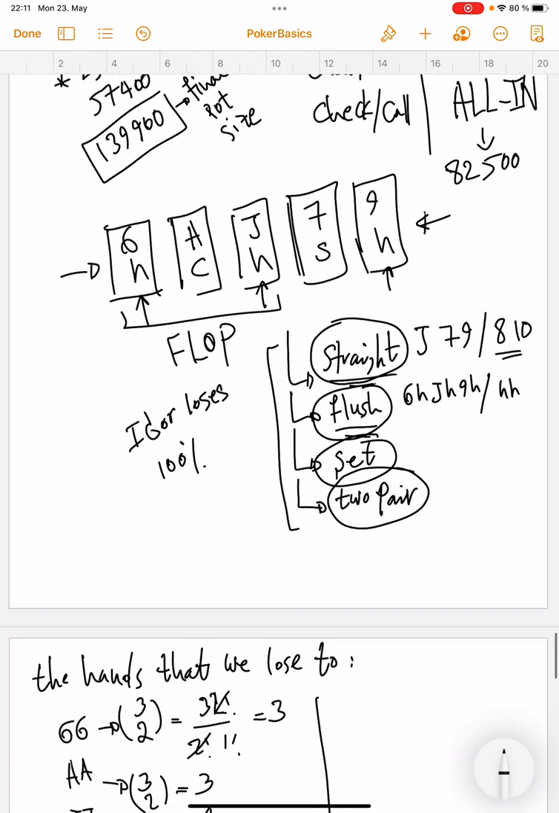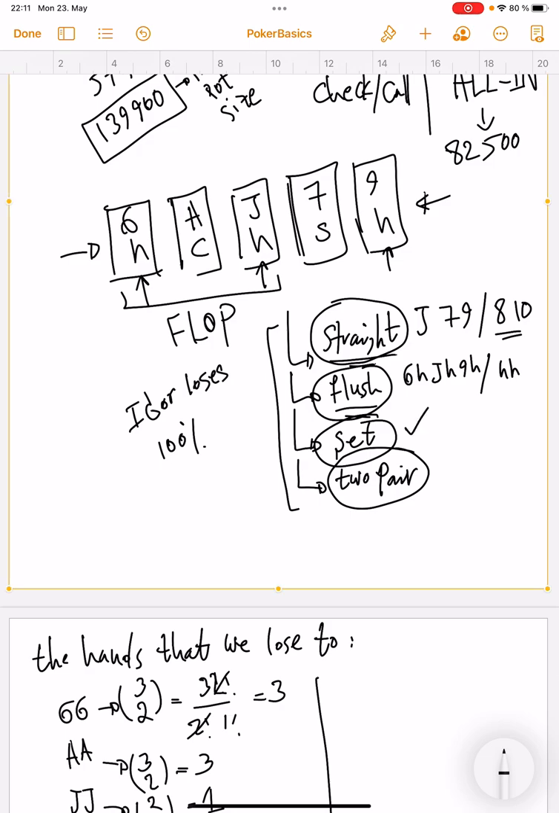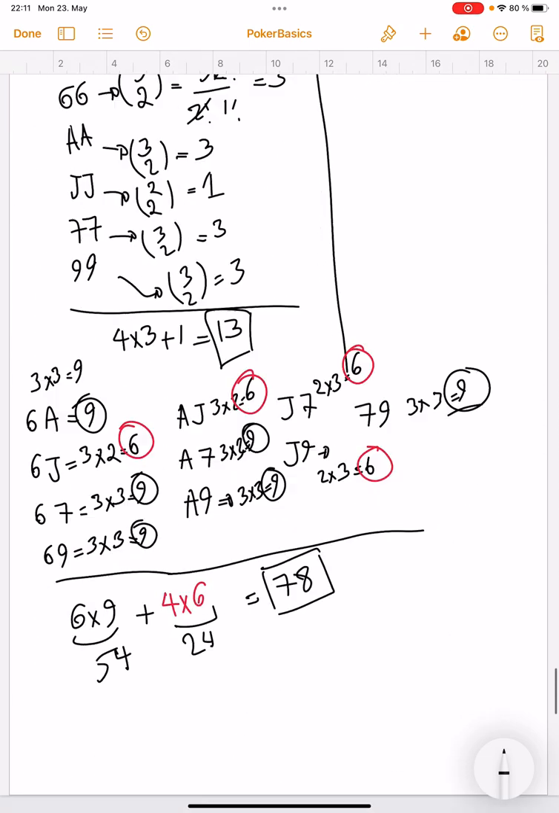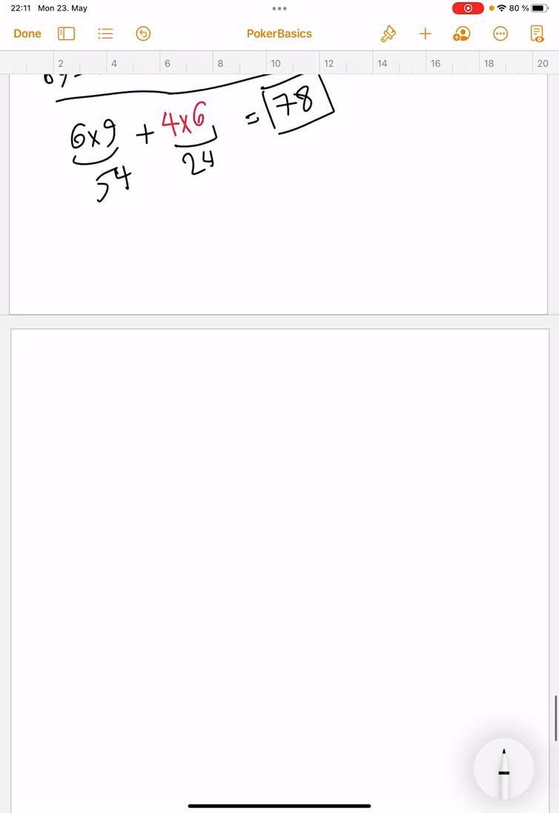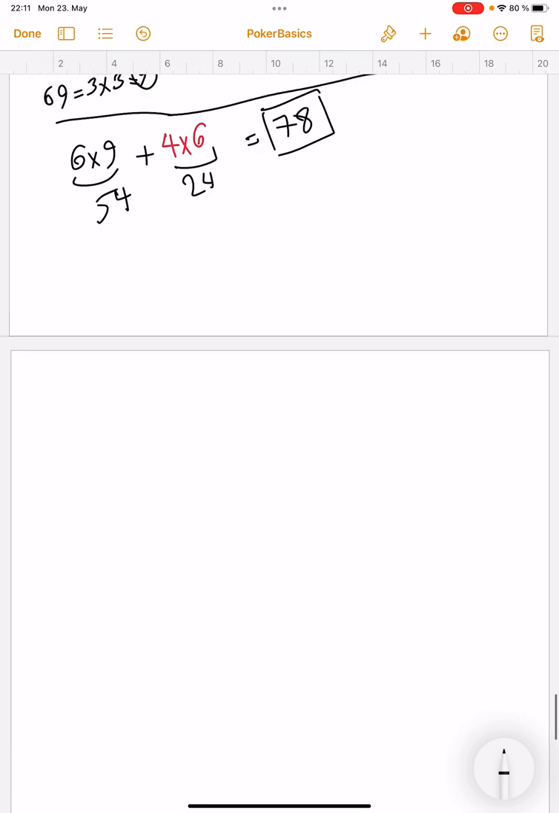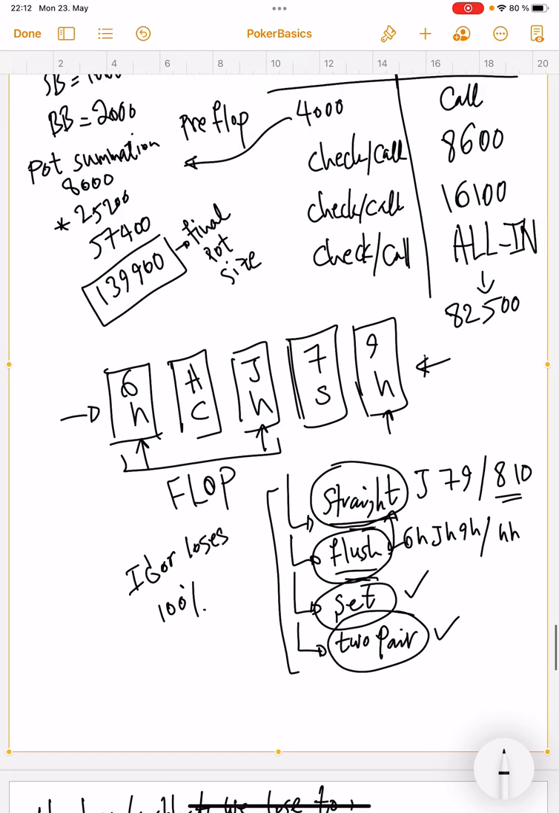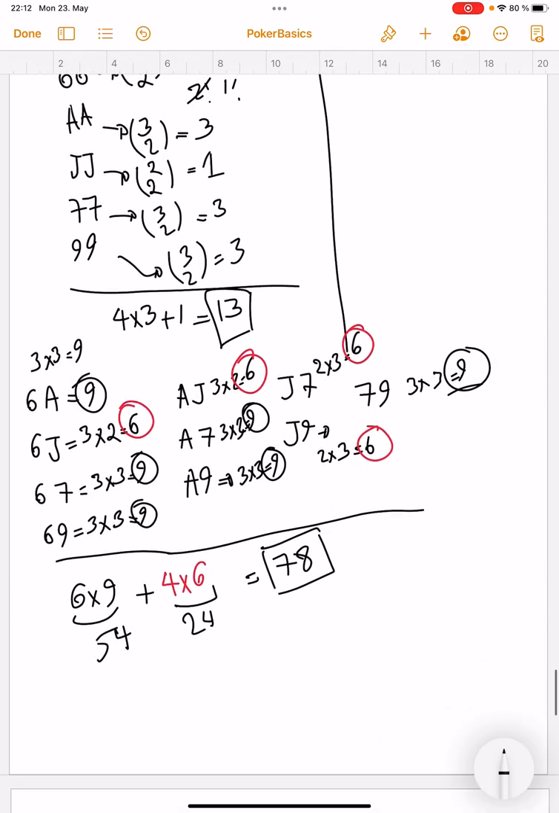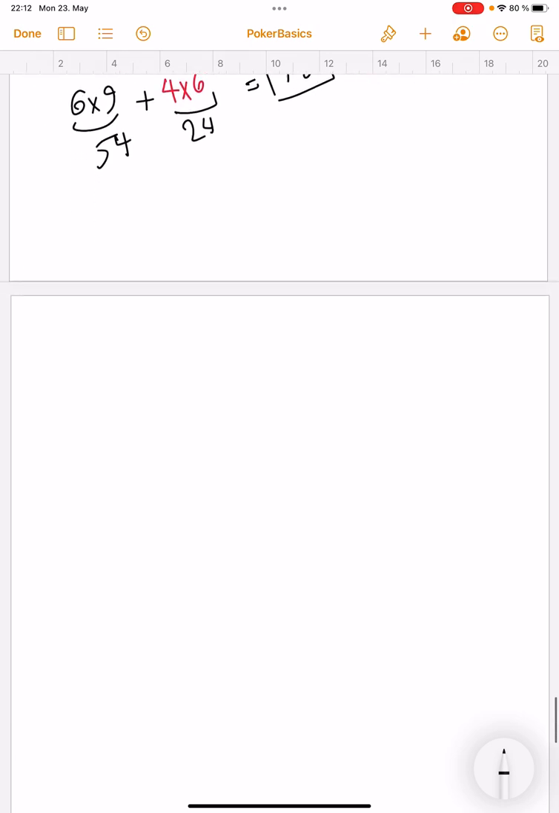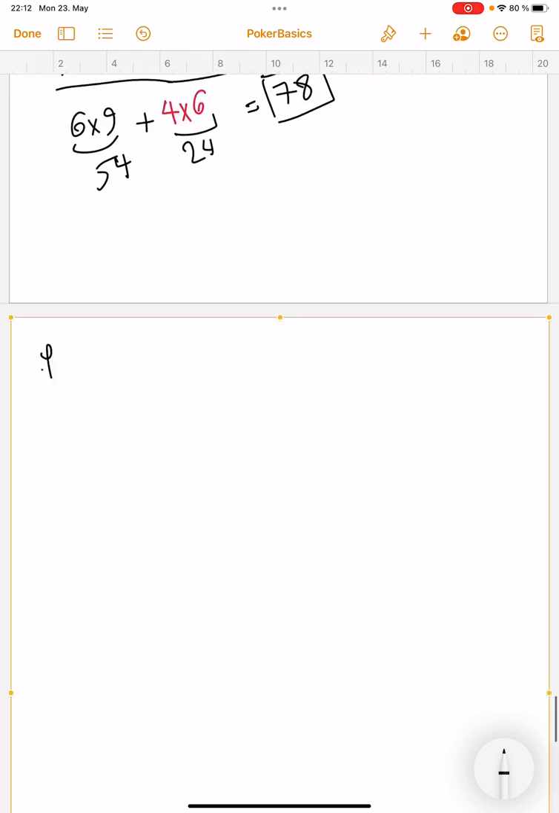So far we've covered set and two pair. There are also possibilities of flush and straight. We have one heart in our hand, and basically 3 are given here. So this means we need to take 4 of them out. So this is flush. 13 minus 4, it will be 9.